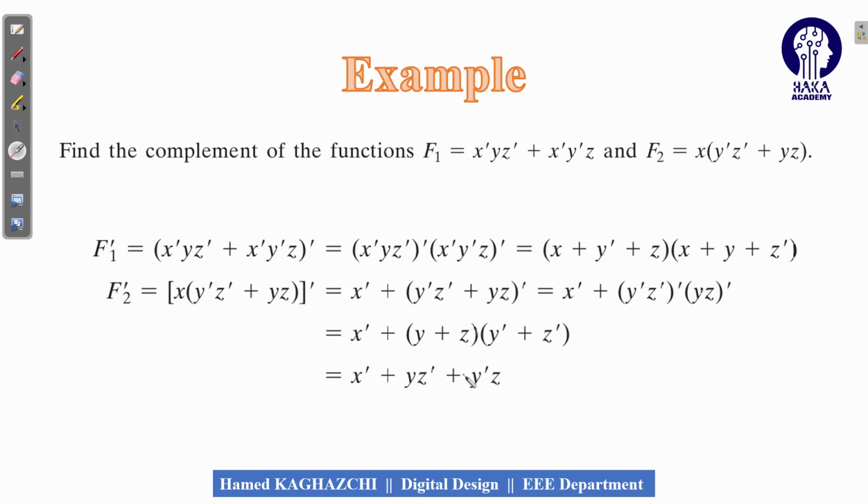So you can see that using De Morgan's theorem, we can find the complement of different types of Boolean functions.